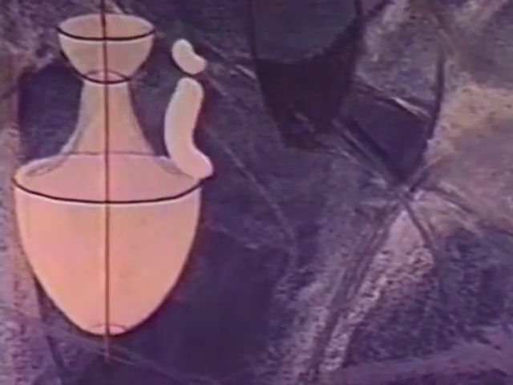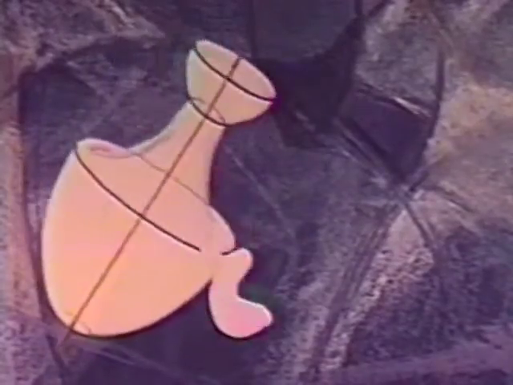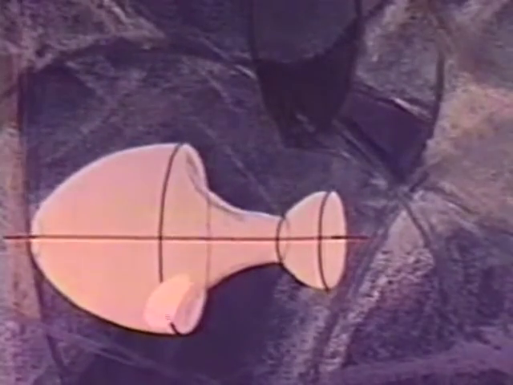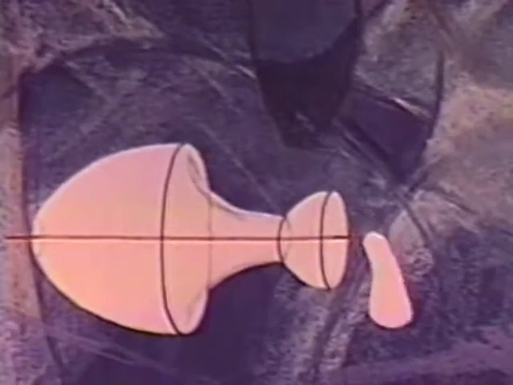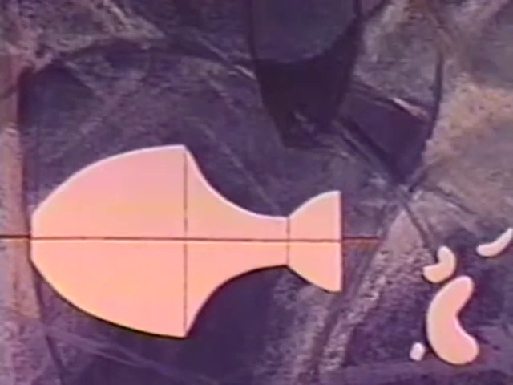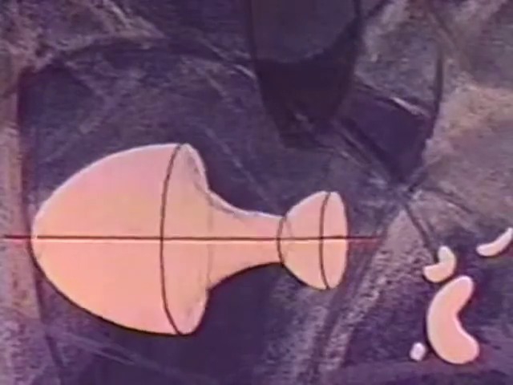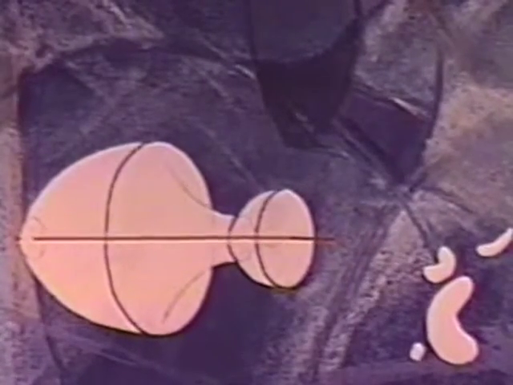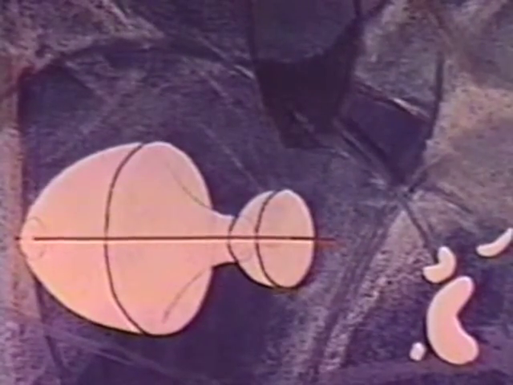Now, here's a solid of revolution. Rotate it to cross-section view. Rotate it back. Our problem is to find the volume of this solid.